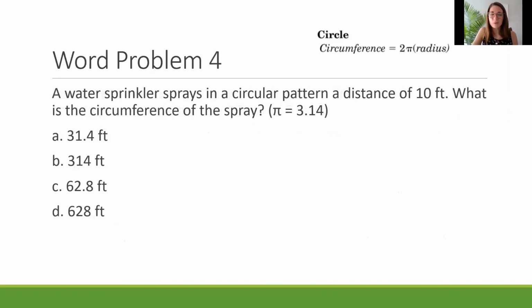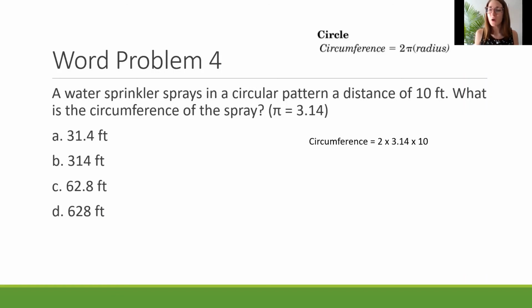Our last word problem for today is a geometry problem. It says a water sprinkler sprays in a circular pattern a distance of 10 feet. What is the circumference of the spray? Now, we have a formula at the top there. We see circumference is 2 times pi times the radius.